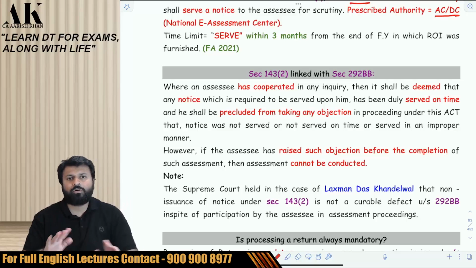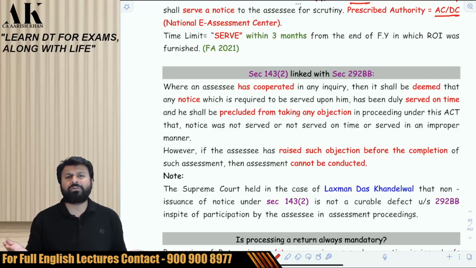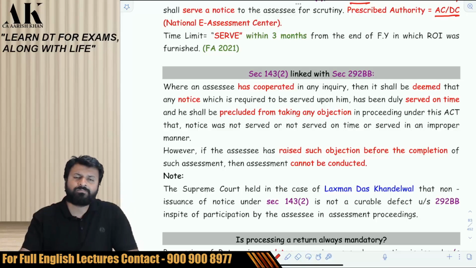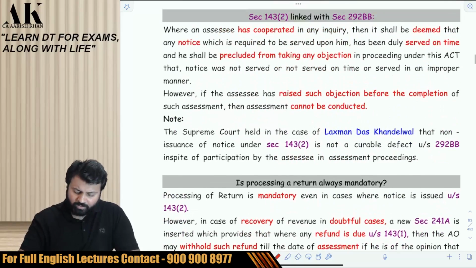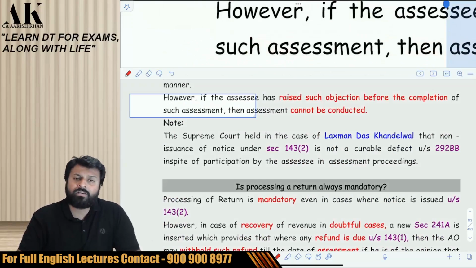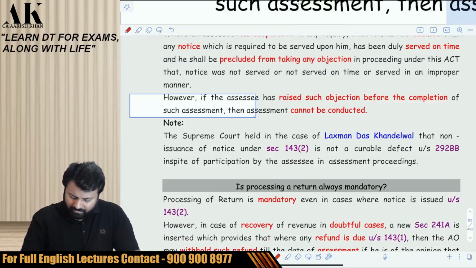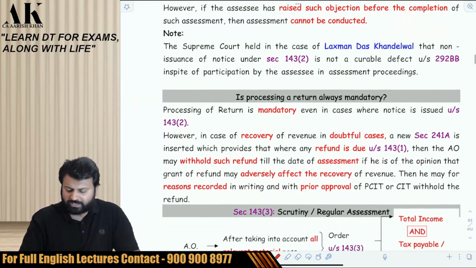In the first two cases, at least he is sending the notice, so you have to object before completion of assessment. After completion of assessment, if you object, then the notice is deemed to be valid. But if the AO has not sent you the notice at all, and tries to say that your assessment is completed, then the AO is always at fault. It is not the assessee's mistake. The assessee can raise objection even after completion of assessment. This is given in section 143(2), read with section 292BB and along with the Supreme Court judgment of Lakshman Das Khandil.